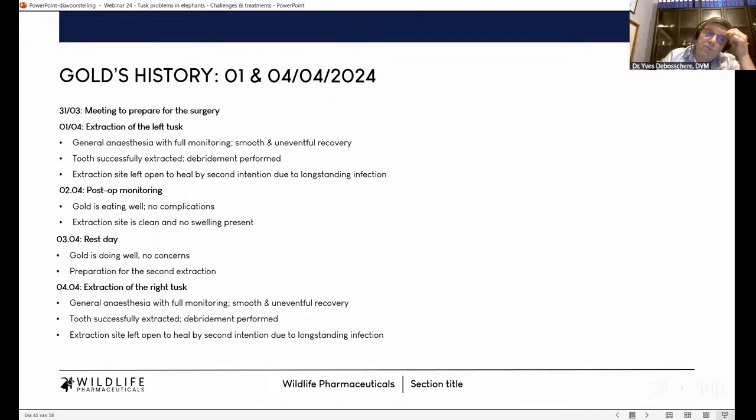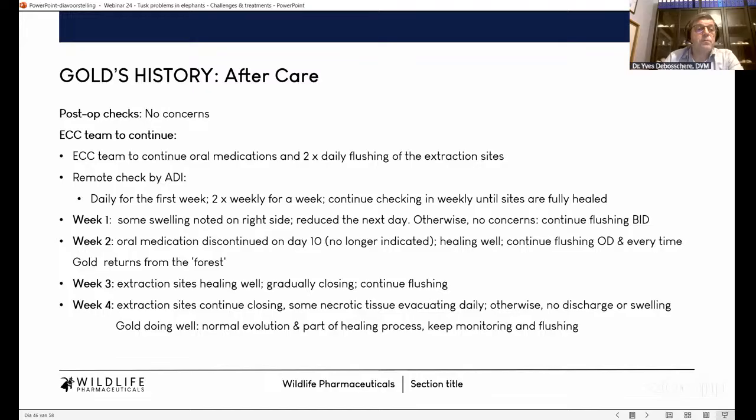That is the report of what we did. So we extracted the two tusks with 3 days difference. The first day we had a meeting to prepare the surgery to see if we could have access to oxygen. Then the second day we did the extraction of the left tusk. The second and the third day there was post-op monitoring, and then the fourth day we extracted the right tusk. That is what happened afterwards. They kept on flushing the alveolus when the tusk was out.